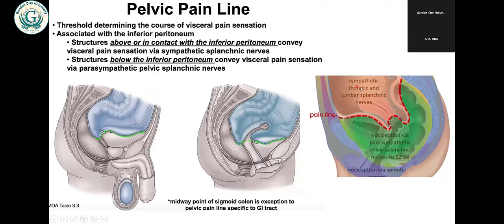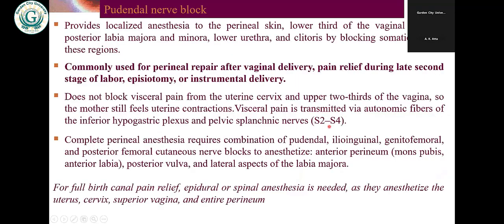Now, for your information, for the female reproductive organs, the sympathetic nerves will be coming from T10 to L2 segment of the spinal cord. I repeat, the sympathetic nerves will be from T10 to L2 segment of the spinal cord. The parasympathetic will be the pelvic splanchnic nerve, S2 to S4 segment of the spinal cord. So that is important. Below the pelvic pain line, they travel along the parasympathetic pathway. Above the pelvic pain line, they travel along the sympathetic pathway. So that point too, I want you to remember.